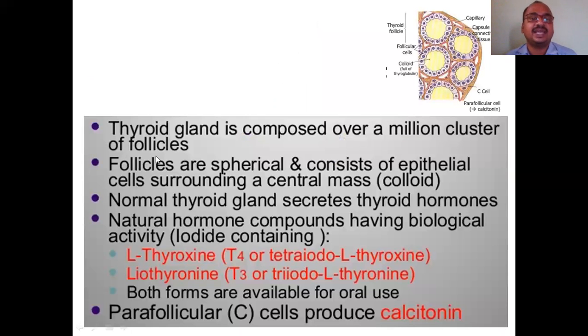Here is the same explanation I gave earlier. The thyroid gland is composed of over a million clusters of follicles. Thyroid follicles are spherical, round, and consist of epithelial cells surrounding a central mass. The central mass is called colloid. The normal thyroid gland secretes the thyroid hormones, natural hormone compounds having biological activity.